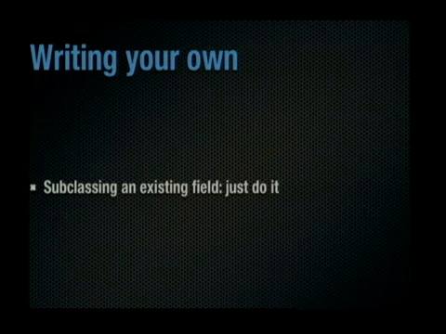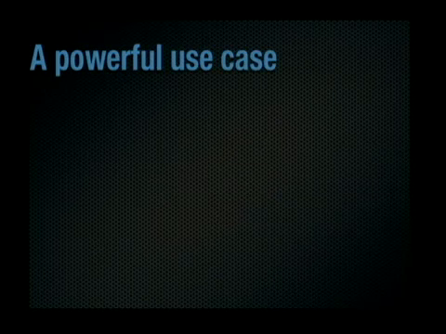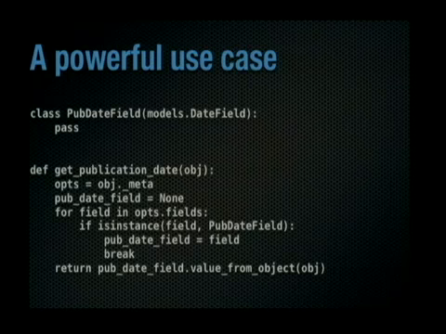Other things you can do, and this is more common and more useful, is you can just subclass an existing model field type. You can override methods there or not. The reason I mention this is, here's a simple thing. Let's just write a subclass of DateField and call it PubDateField. Then we can write a method called getPublicationDate, where all we do is look at a model and find out if it has a field of this type and get the value out of it.